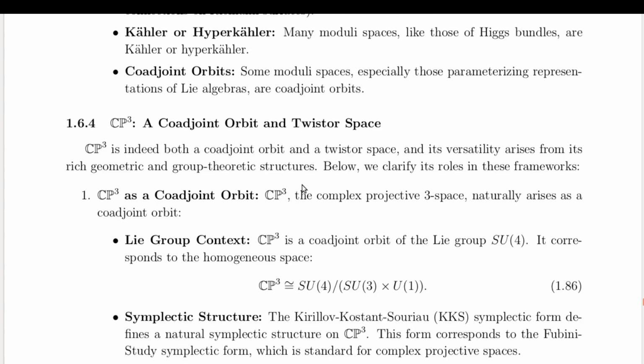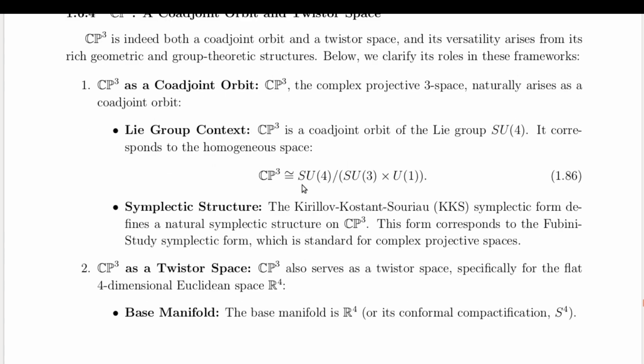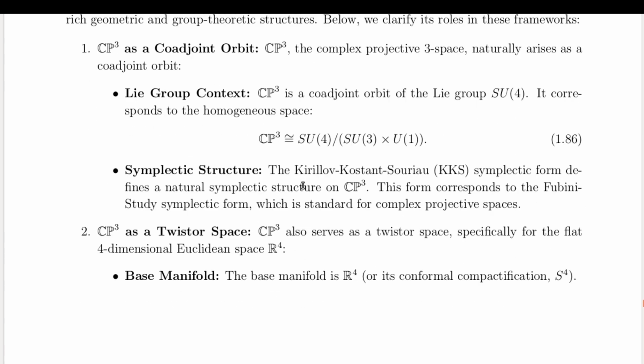CP3, a coadjoint orbit and Twistor space. Thus, CP3 is a Kähler manifold and a coadjoint orbit. It also serves as a moduli space and a Twistor space. Moreover, it is both a Riemannian manifold and a symplectic manifold. CP3 stands out because of its unique role in both Twistor and non-commutative geometries.